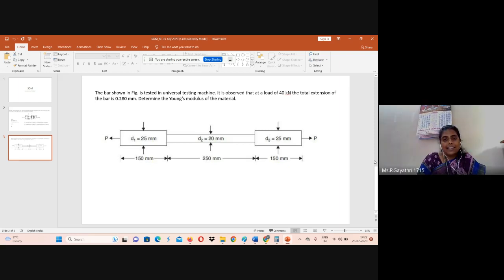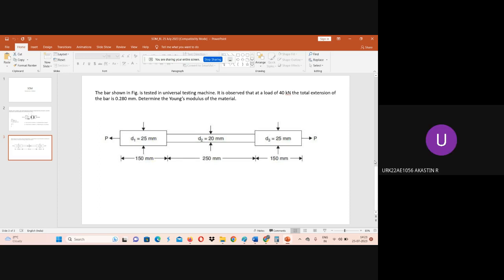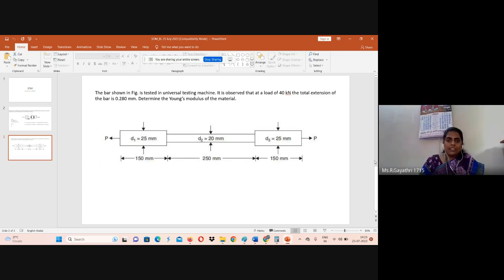Okay, in terms of SI unit, can you tell me the L1 value? L1 means length of the first section. 150 into 10 power minus 3 meter. Okay, very good.